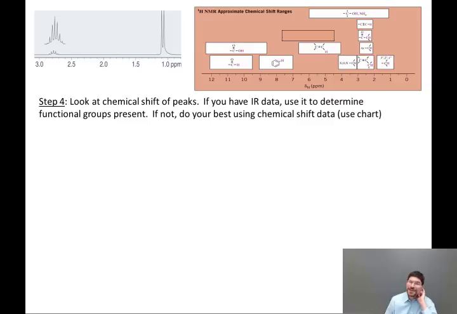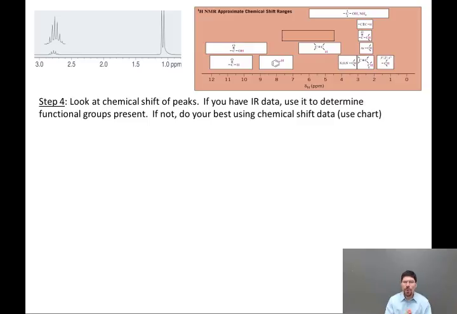Okay, so our spectrum is still back up here in the top left. So step 4 is to look at the chemical shift of the peaks. If you have IR data available, use your IR data to determine what functional groups may be present. In this case, you do not have IR data, so do your best using just the chemical shift data that you have. And what that means is you have to use the chart. Remember the chart? Proton NMR chemical shift ranges. So how exactly do we use the chart?